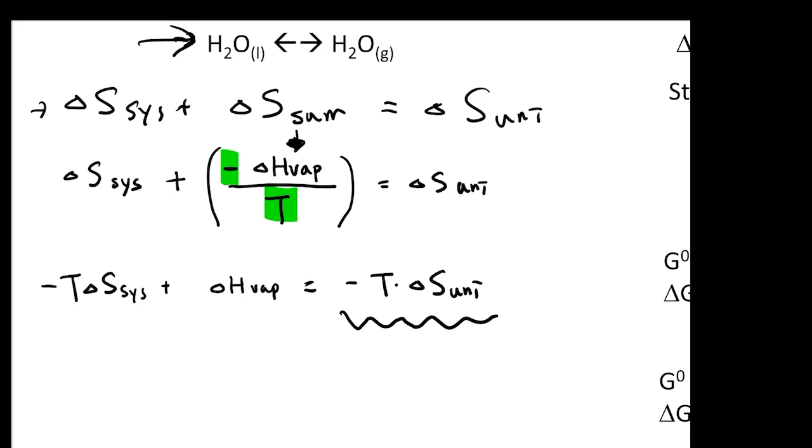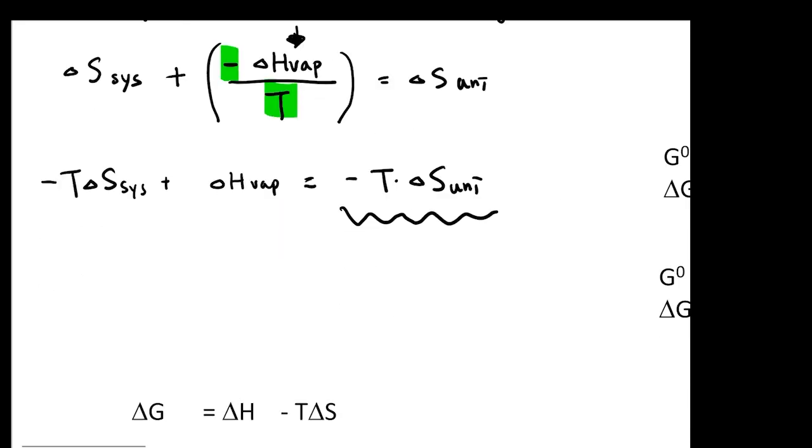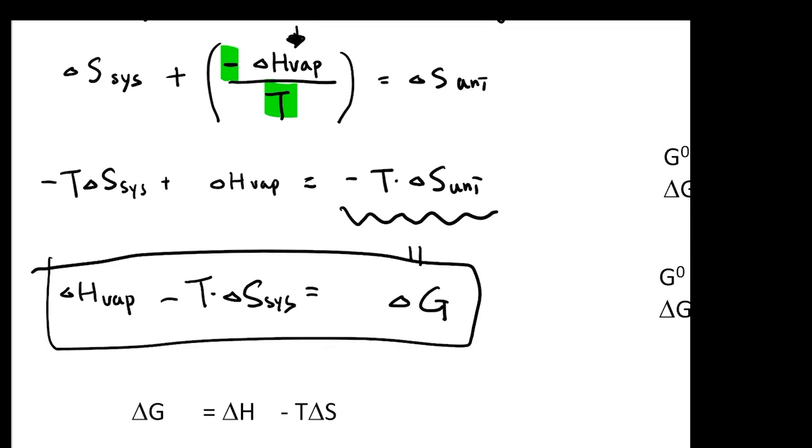This turns negative T times your delta S universe, which was then defined as your delta G of your system. And then the left-hand side is going to become delta H evaporation minus T times your delta S of your system. These equations I just circled represent the delta G equations for the evaporation process.